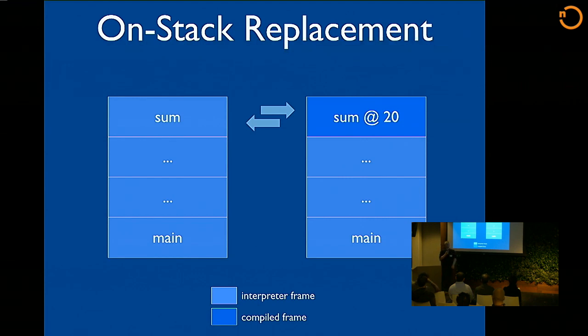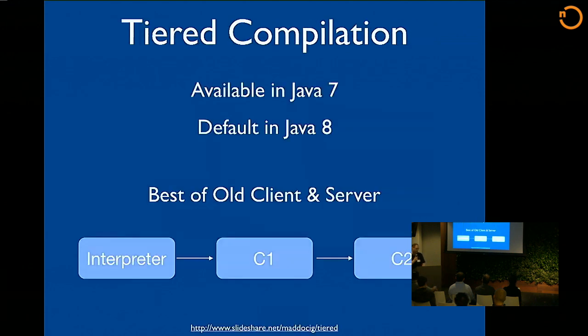And you can do it in reverse as well. That is actually important to being able to do deoptimization. And to me, that's another form of on-stack replacement. HotSpot only calls loop compilations on-stack replacement.